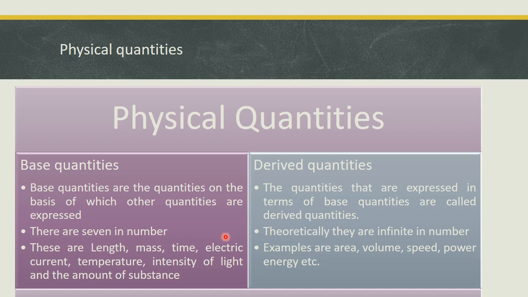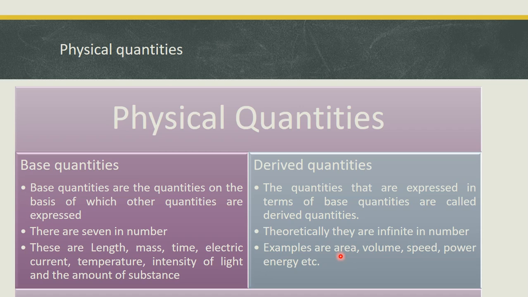Remember this. Now what are derived quantities? As the name suggests, those quantities which are derived from the base quantities. By combining base quantities, by multiplying or dividing two or more base quantities, we get a derived quantity. So those quantities that are expressed in terms of base quantities are called derived quantities. Theoretically, they are infinite in number, meaning we can make many derived quantities. However, there are limited derived quantities, but theoretically we can say they are infinite in number.